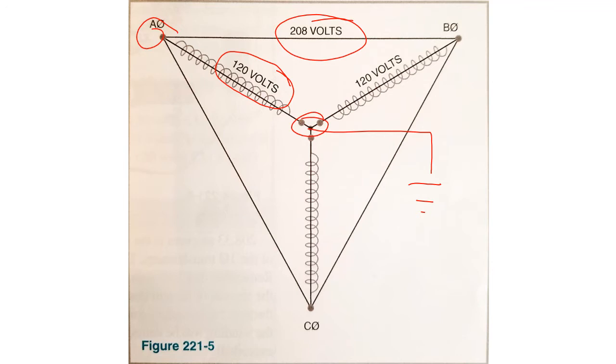Line to line is greater than line to ground by the square root of 3. So if I know my line to ground, I just multiply that by the square root of 3. That will tell me what my line to line would be.